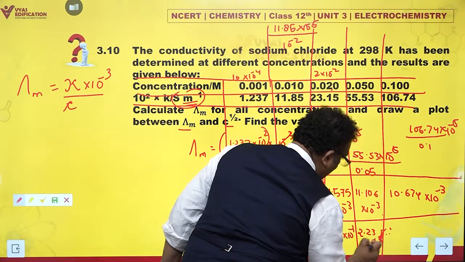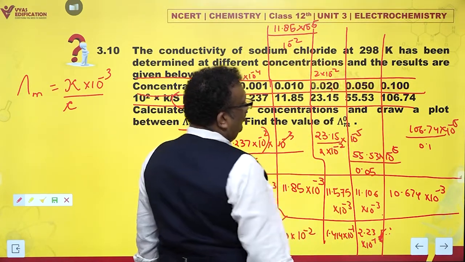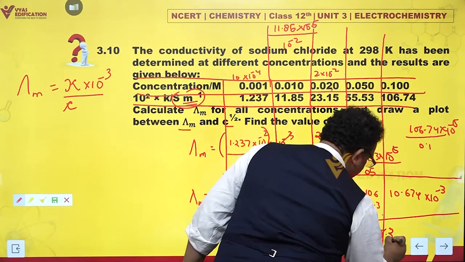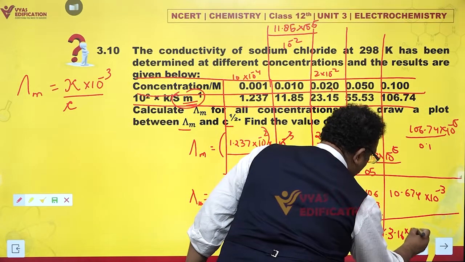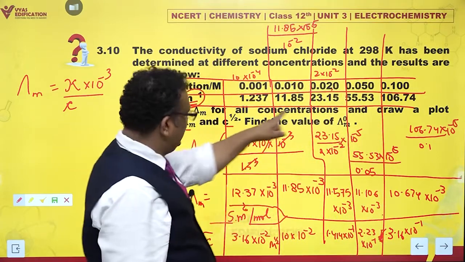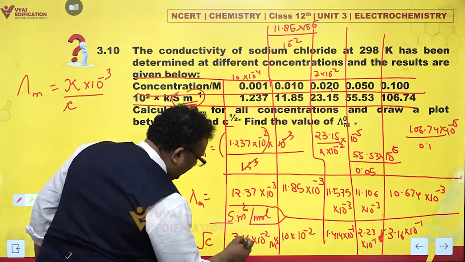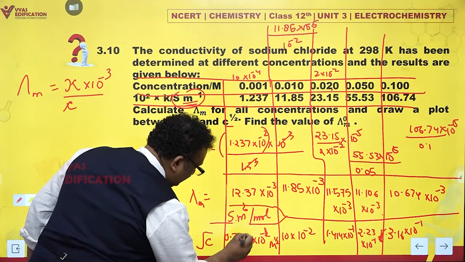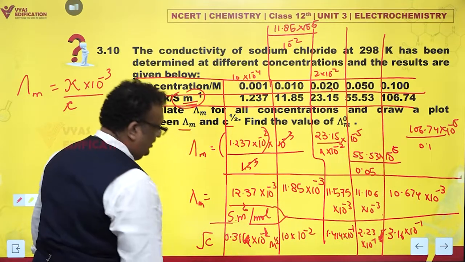Into 10 raised to minus 1. How much is that? Root 10 into, this is 3.16 into 10 raised to minus 1. I'm just doing root C, that's it. And this is very ugly, so I'll also convert this to 0.316, like this.